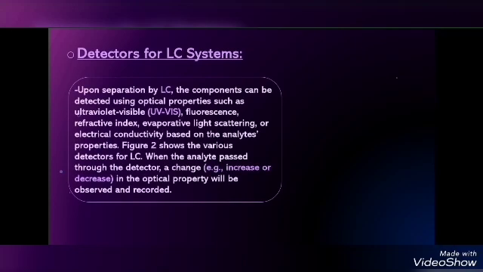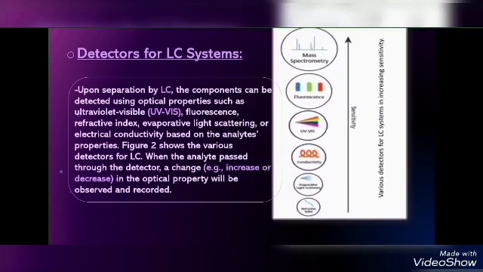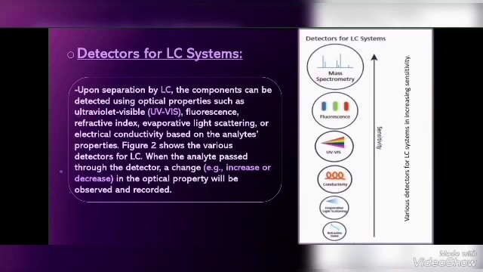Detectors for LC systems. After separation by LC, the components can be detected using optical properties such as ultraviolet-visible, fluorescence, refractive index, evaporative light scattering, or electrical conductivity, based on the analyte's properties. Figure 2 shows the various detectors for LC. When the analyte passes through the detector, a change, increase or decrease, in the optical property will be observed and recorded.